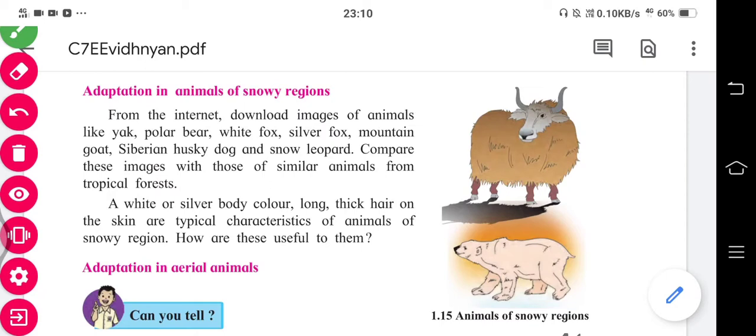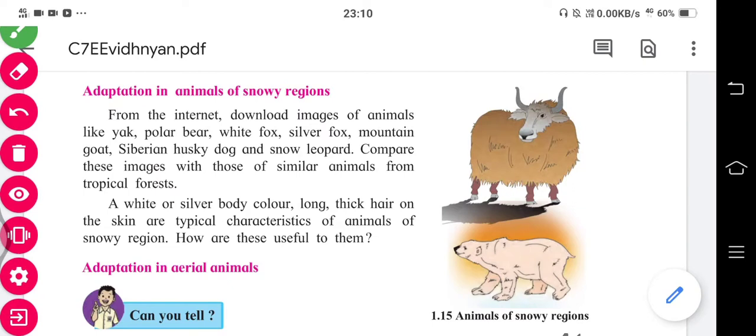Desert animals, we studied about that. Which one? Yes, correct. Camel. Correct. So after that, today we will study adaptation in animals in snow regions. Is it? You will see that in snow regions there are so many animals present. So you can search on the internet.